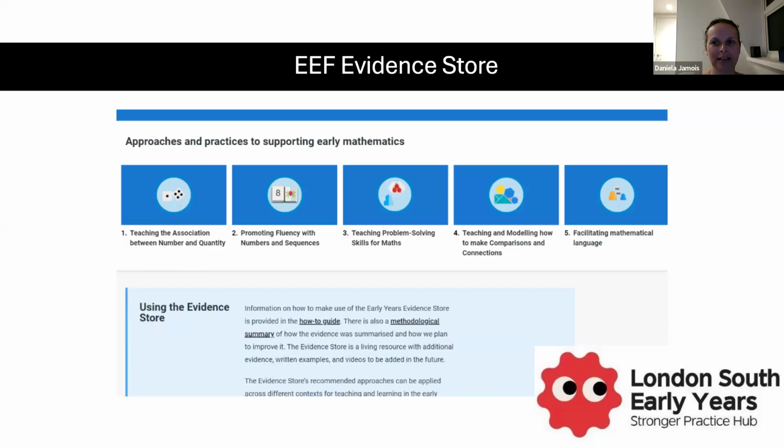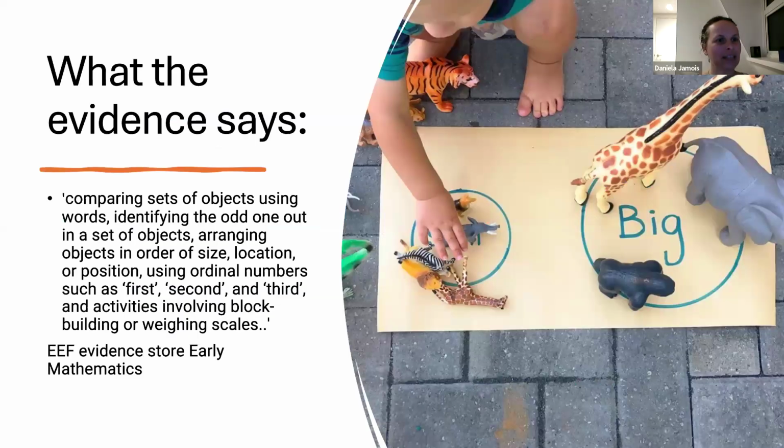So this is what the evidence says. When we compare sets of objects using words, identify the odd one out in sets of objects, arrange objects in order of size, location, or position, use ordinal numbers such as first, second, and third, and do activities involving block building or weighing scales, we help children make comparisons and understand connections.